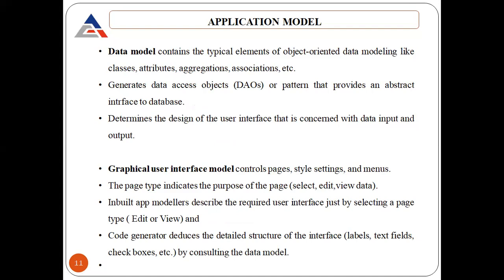The graphical user interface model controls pages, styles, and menus. This is how we can interact with the application. The page type indicates the purpose of the page, that is how we can select any particular option, how we can make any addition there, or view data. So the inbuilt application model describes the required user interface just by selecting a page, either by performing some action or to view the page. The code generator reduces the detailed structure of the interface by consulting the data model.